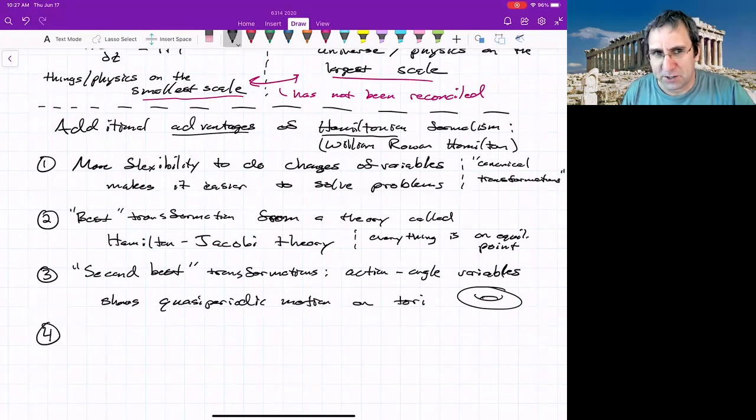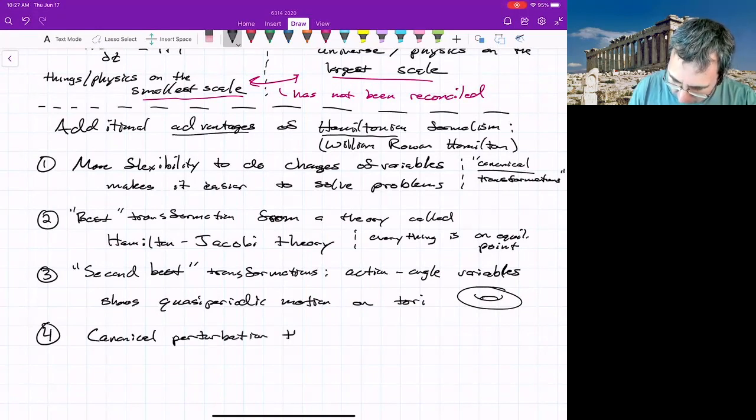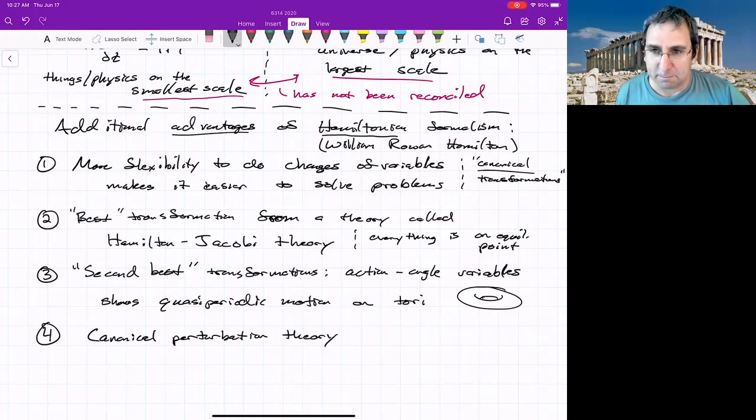So there's a form of perturbation theory that you can only do in the Hamiltonian formalism, and the word canonical will be showing up a lot. This is called canonical perturbation theory. And it's sort of this general and systematic form of perturbation theory, whereas with Lagrangians, it's kind of an ad hoc and case-by-case thing.